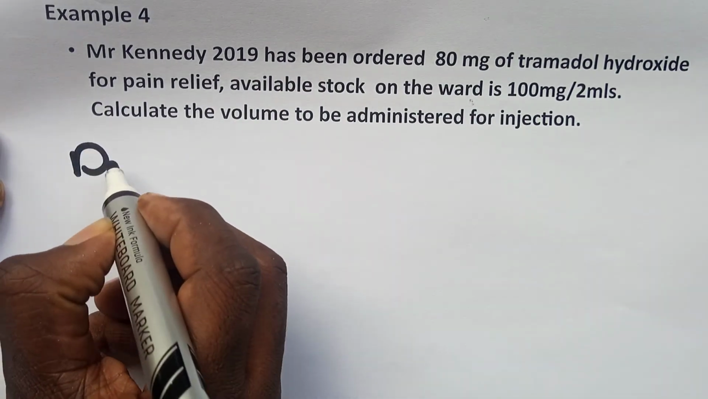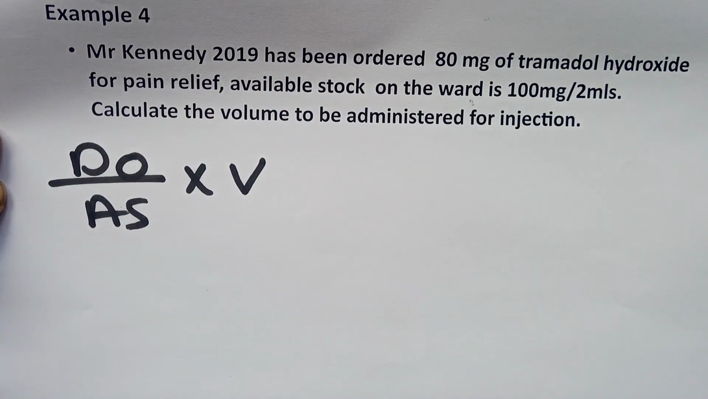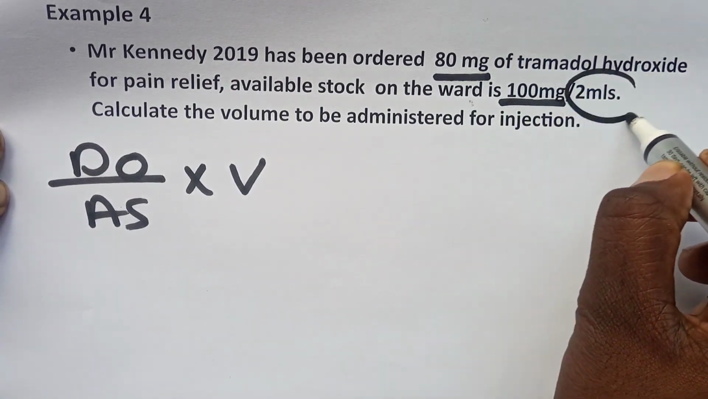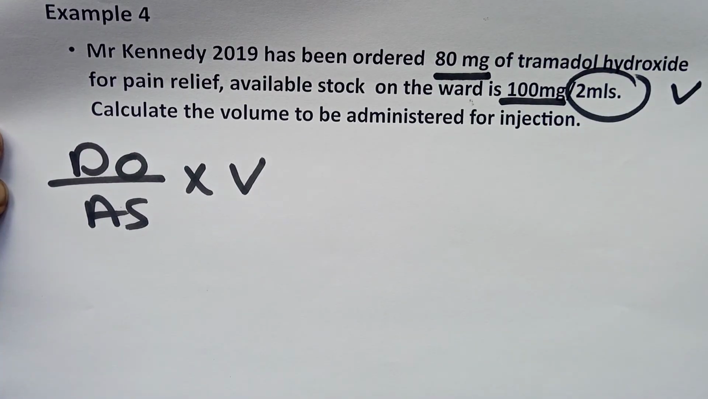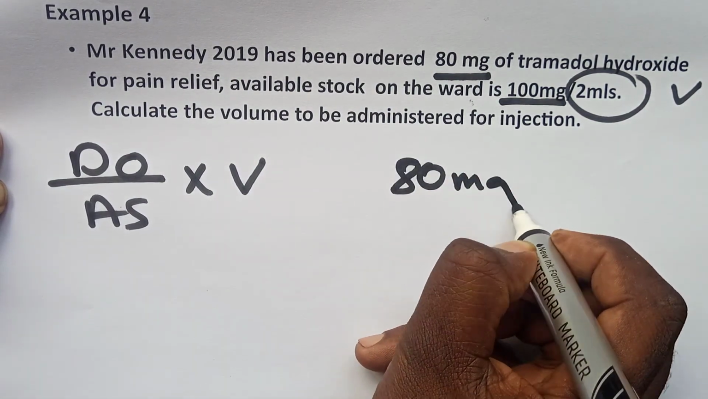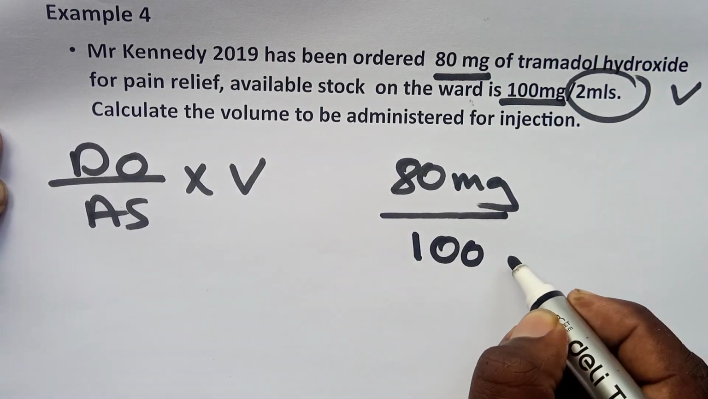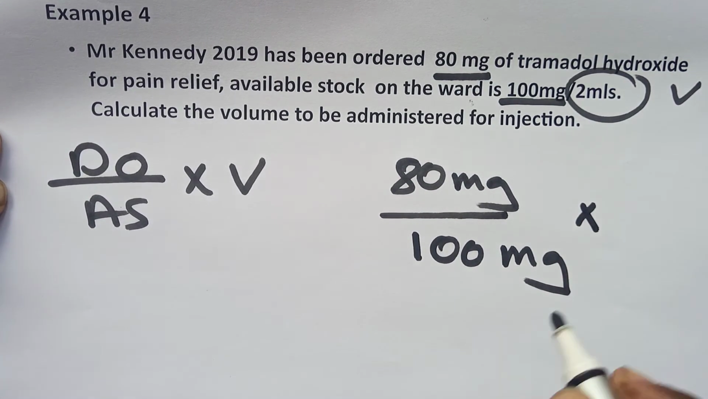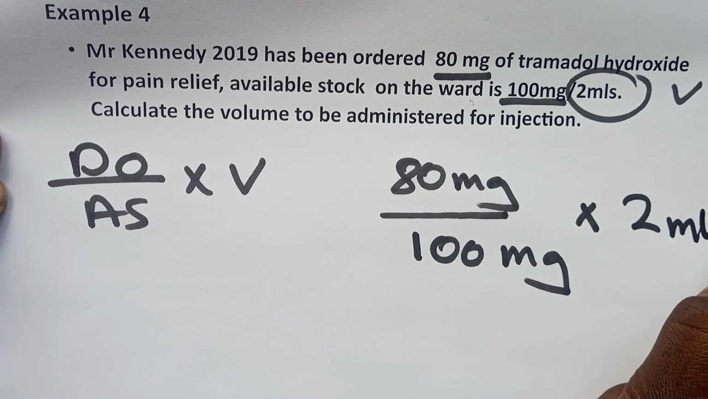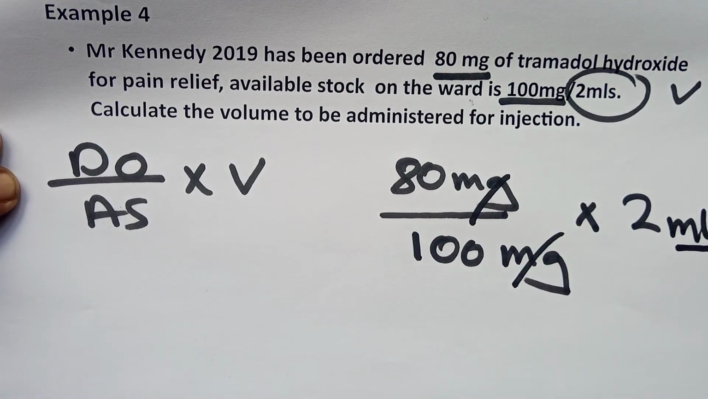As usual, our formula is doctor's order over the available stock times volume. So our doctor's order here is 80 milligrams, and what we have is 100 milligrams in 2 mils. That's our volume. So let's replace in our formula there. Our doctor's order is 80 milligrams. Then we are going to divide by our available stock. What do we have on the ward? 100 milligrams. Then we multiply by our volume. What's our volume? 2 mils. Then, of course, the milligrams cancel out, because we are going to remain with the mils there.